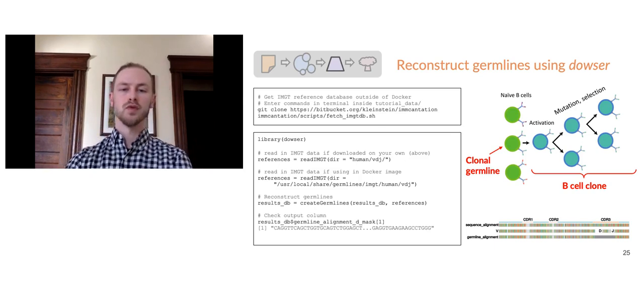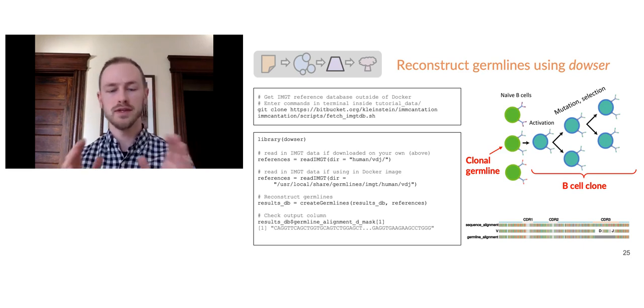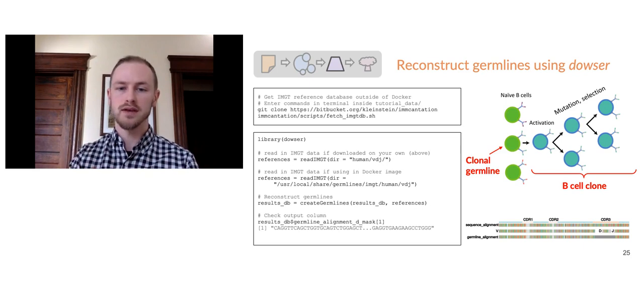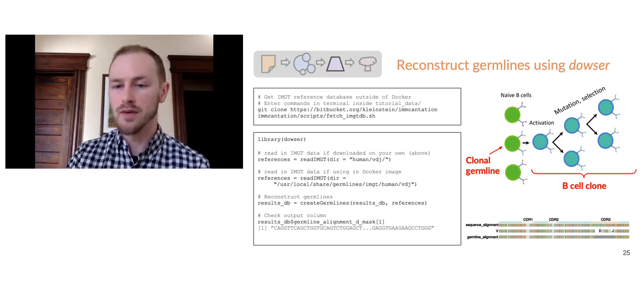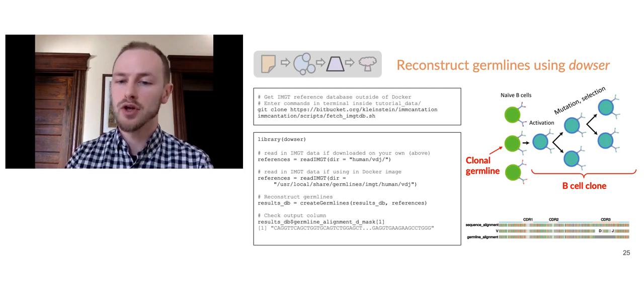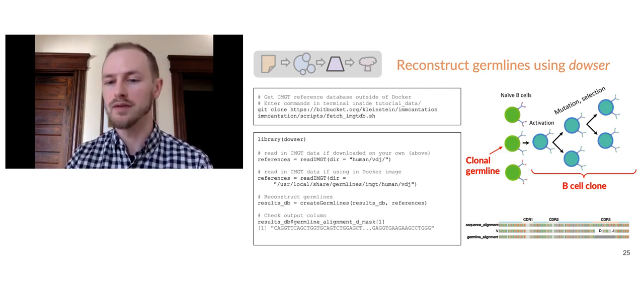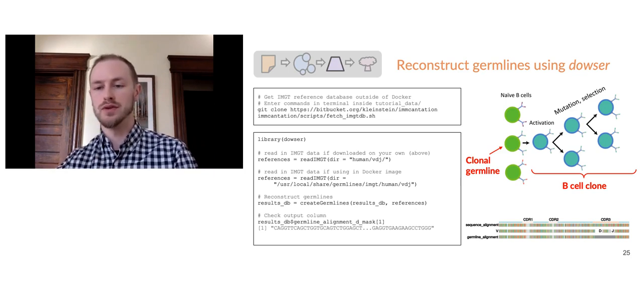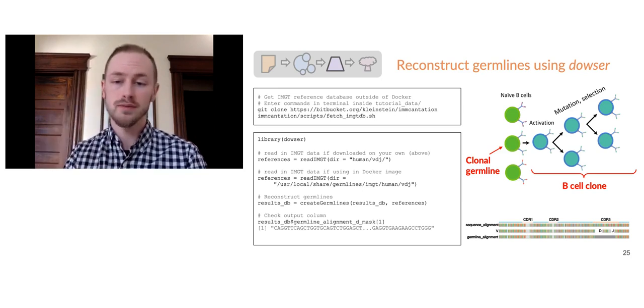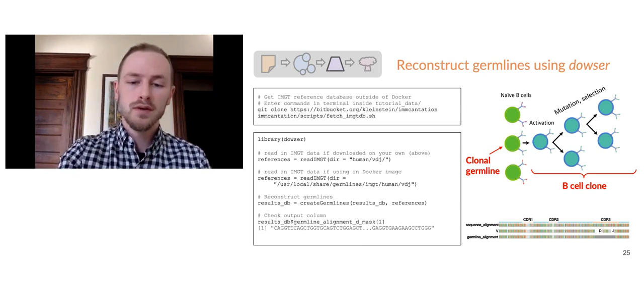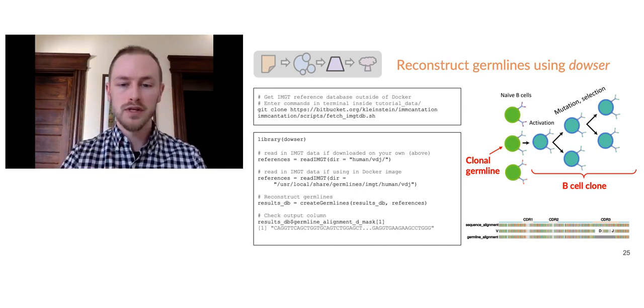So another important step before we start building trees is to reconstruct the clonal germline sequence. So this is the sequence of the unmutated naive B-cell ancestor for the clonal lineages. On the right-hand side, we have the B-cell clone that we've identified, and the clonal germline is the sequence of the cell that gave rise to this B-cell clone. And we may or may not have sequenced that cell. Generally, we assume that we have it. So in order to reconstruct this sequence, we need some outside information.